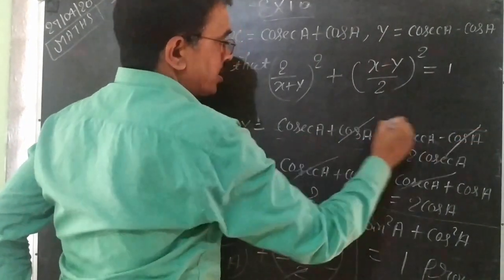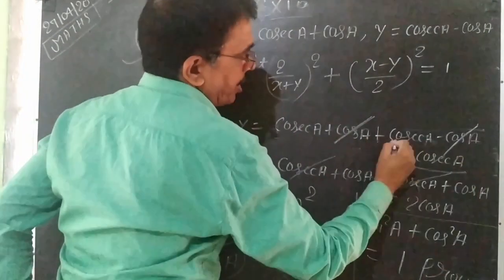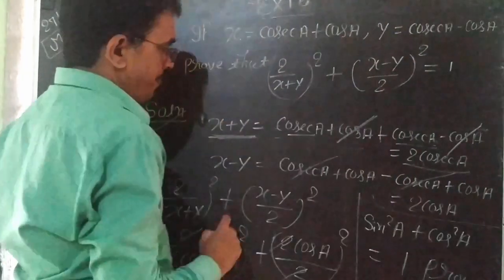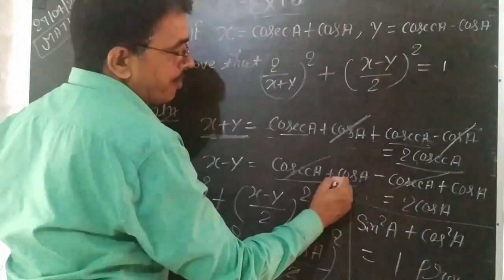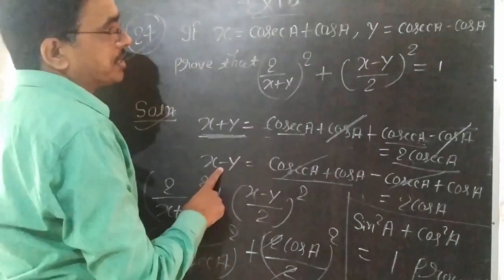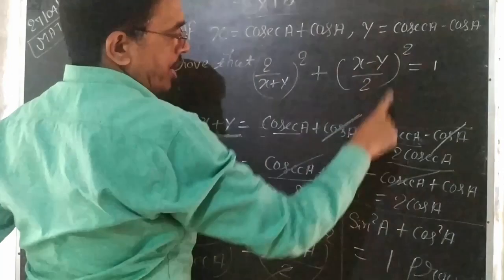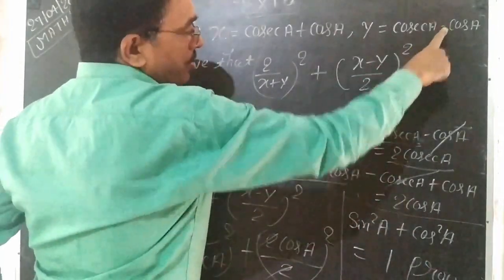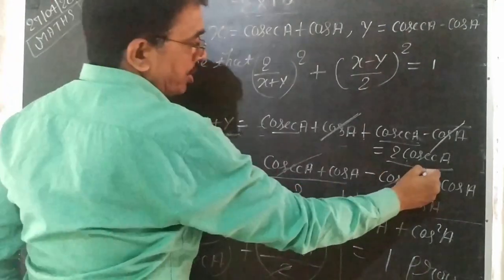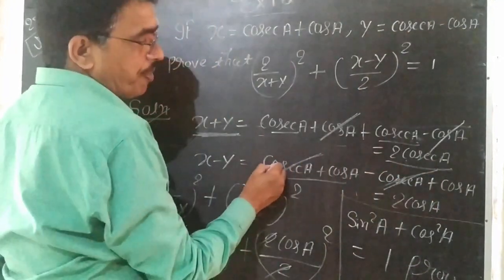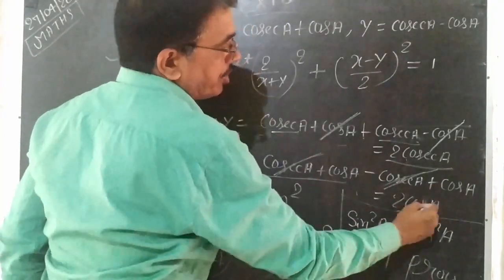So minus cos and plus cos cancel, then x plus y is equal to 2 cosec A. Cosec A plus cosec A, 2 cosec. Similarly, x minus y. Then value of x is cosec A plus cosec, but here is minus, so sign will be changed of the y. So it is cosec A, so I write minus cosec A, minus cosec, so I write plus cosec, because here is minus y. So cosec A minus and cosec A plus will be cancelled. So here is cosec plus cosec, you write 2 cosec.